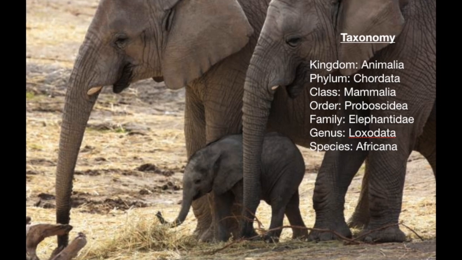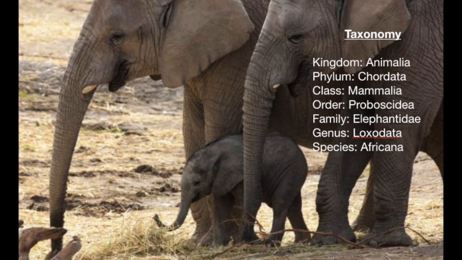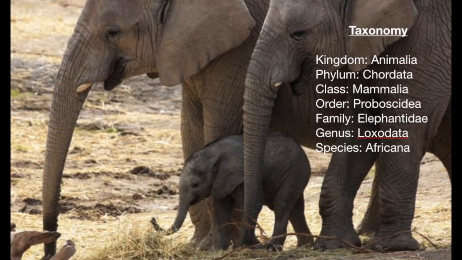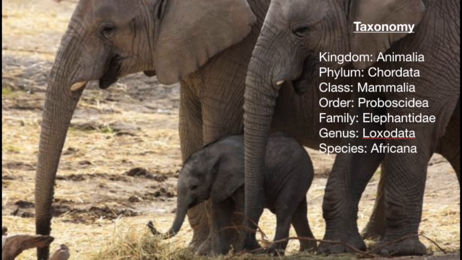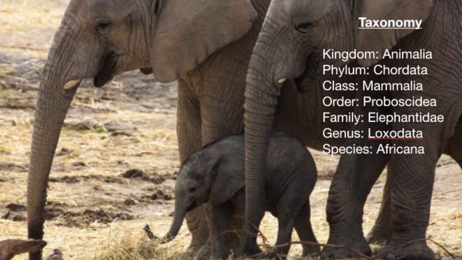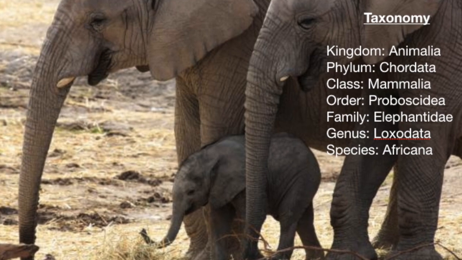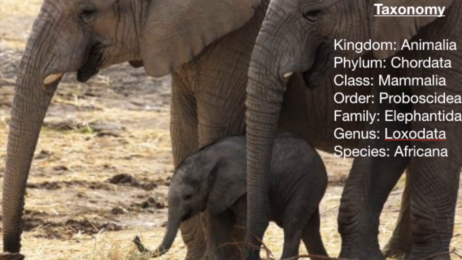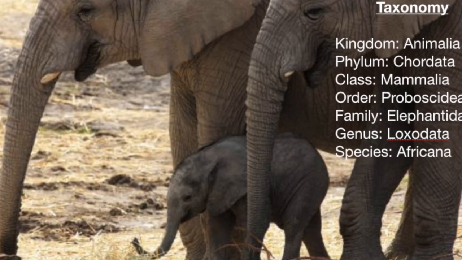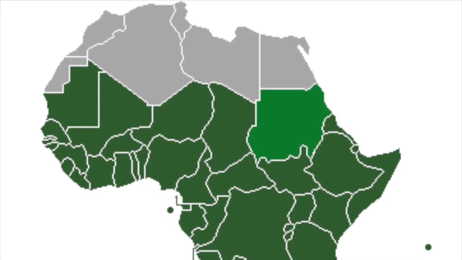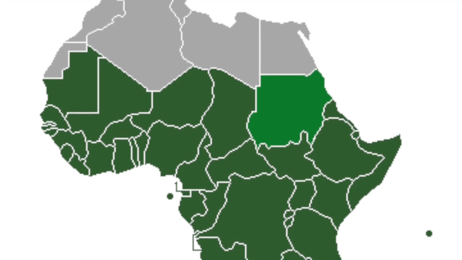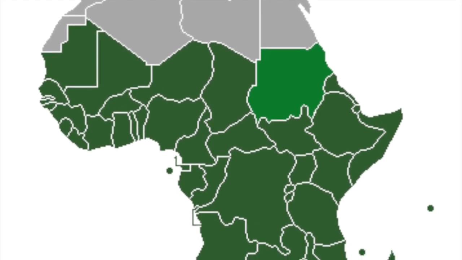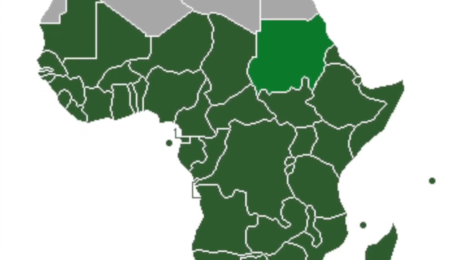So, they belong to the kingdom of Animalia, the phylum of Chordata, the class of Mammalia, the order of Proboscidea, the family of Elephantidae, and then finally the genus and species of Loxodonta africana, which is also the scientific name for the African elephants. The African elephants are found mostly in the sub-Saharan parts of Africa, which are depicted by the dark green parts of the map.